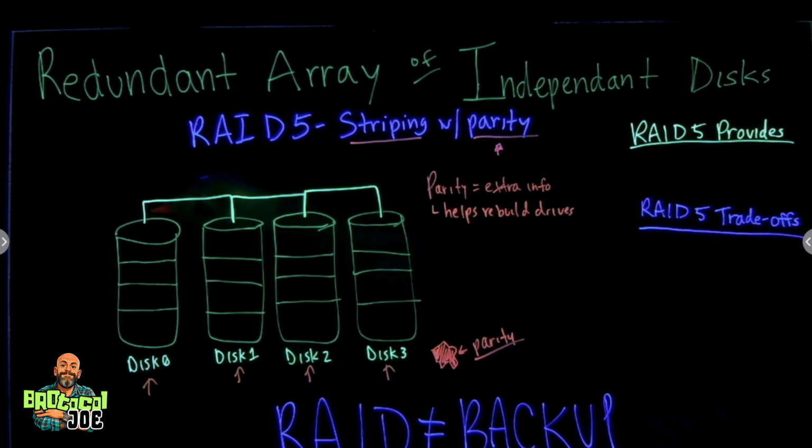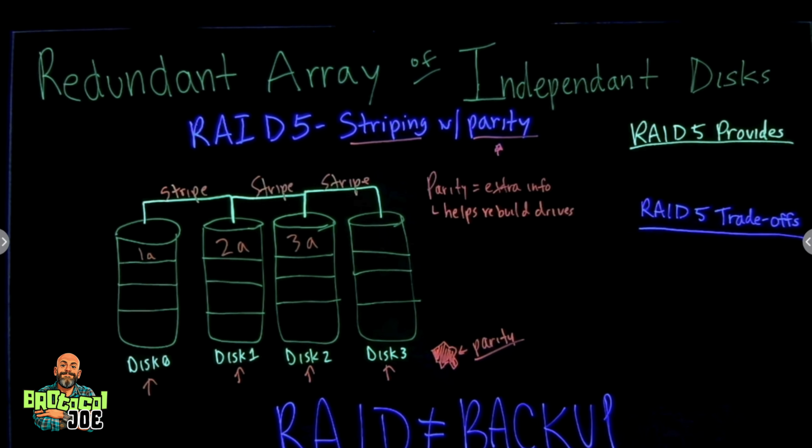So first off, you notice these lines between the drives. This is the different stripes. So stripe, stripe, stripe. Okay? So the information is striped across those drives. So we're going to talk about data blocks. So we have data block 1A, then we have data block 2A, we'll do 3A, and we will do parity of A.